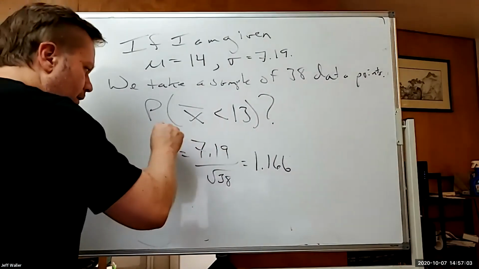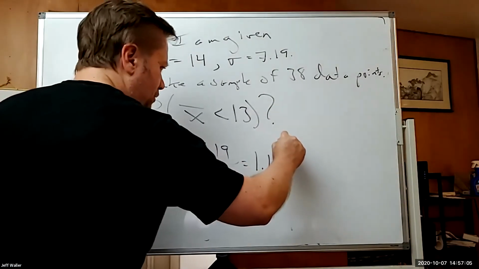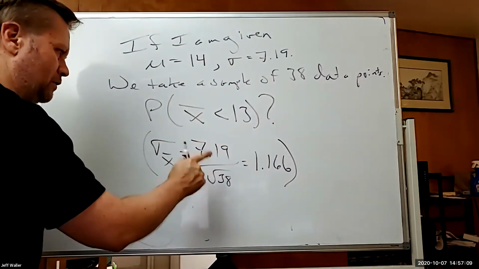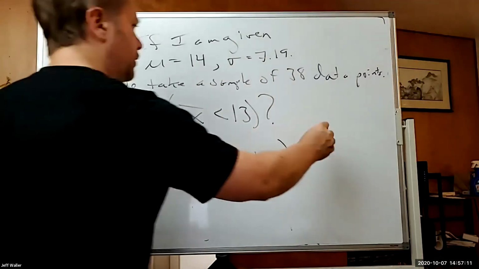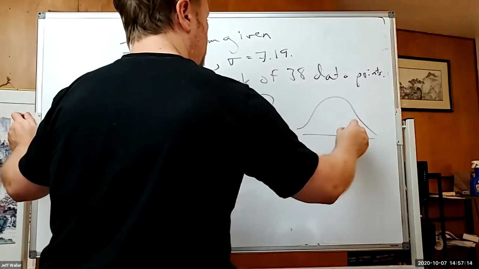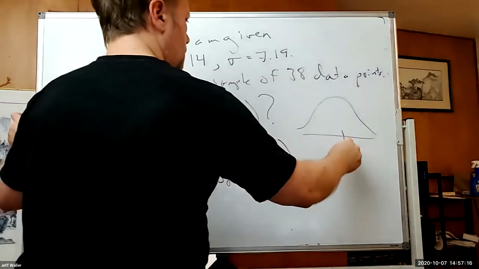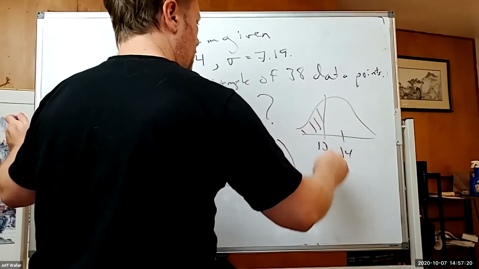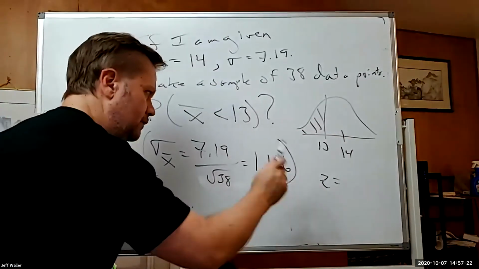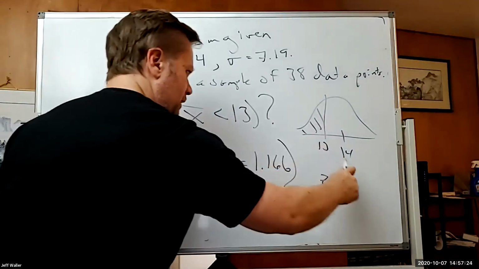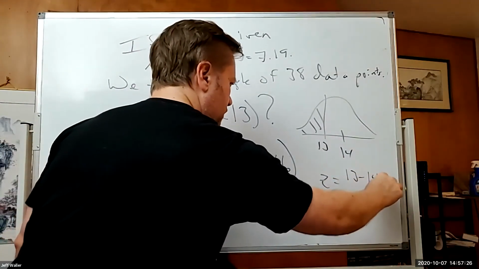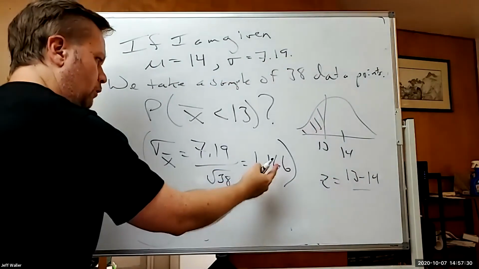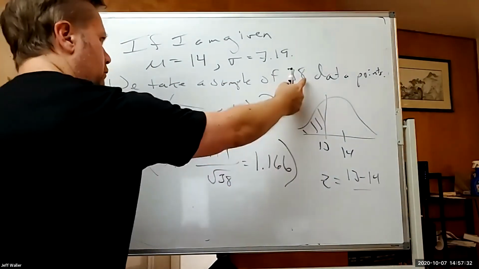And so this is the only new thing in chapter 7. Because then what do I do? I draw the picture. I put the mean in the middle. I put down my data point, shade in my area. I make a z-score. But when I make the z-score for 13, I'm going to do 13 minus 14, and I'm not going to use this one. I have to use this one, the one that works for a group of 38.